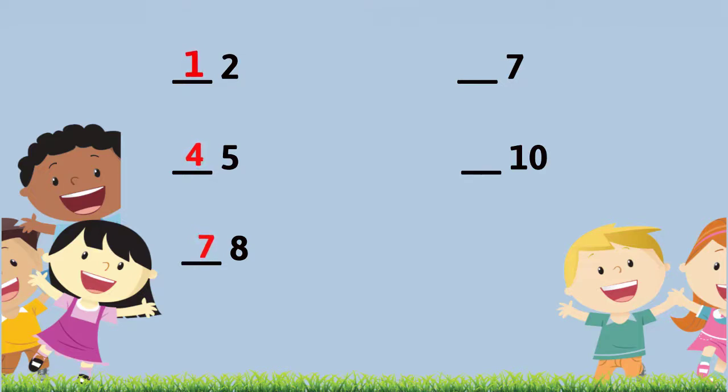This is number 7 and there is a blank before number 7. So which number will come before 7? Number 6. Very good. Now see the last number.